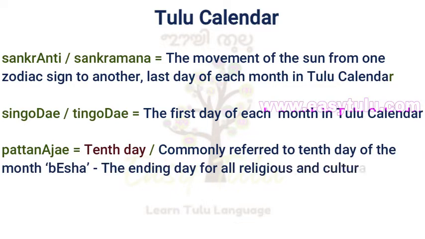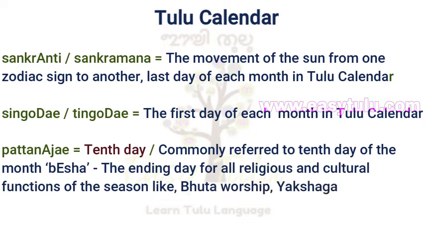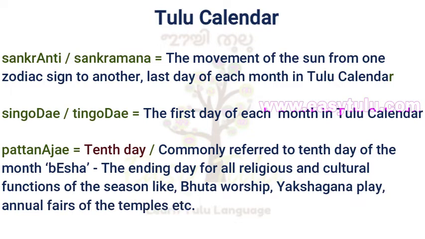Pattanaja means 10th day, commonly referred to 10th day of the month Besha. This is the ending day for all religious and cultural functions of the season like Bhutakola, Yakshagana and annual phase of temple, etc.